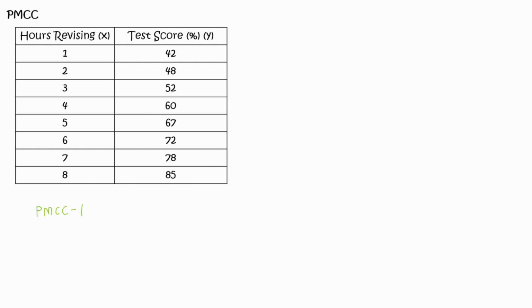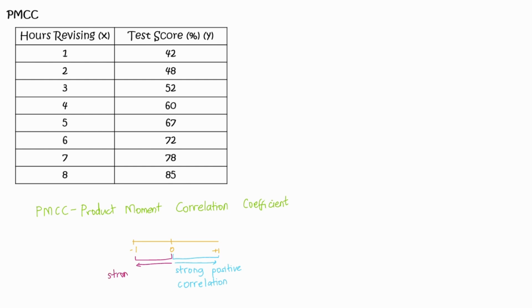PMCC stands for Pearson's Product Moment Correlation Coefficient, and it tells us how strong the relationship is between two variables. The closer the value is to +1, that means that there is a strong positive correlation, and the closer the value is to -1, that means that there is a strong negative correlation.